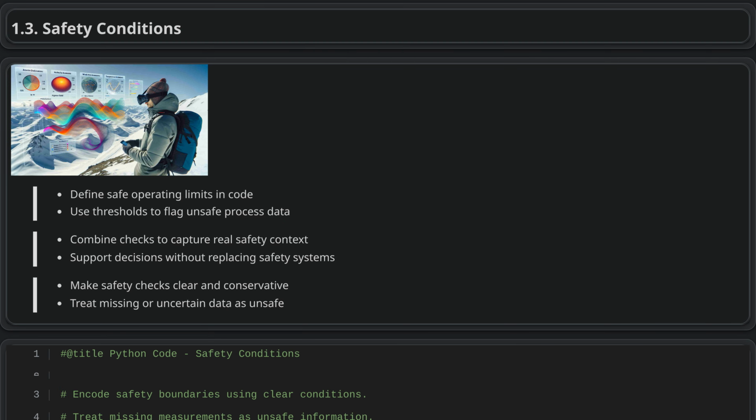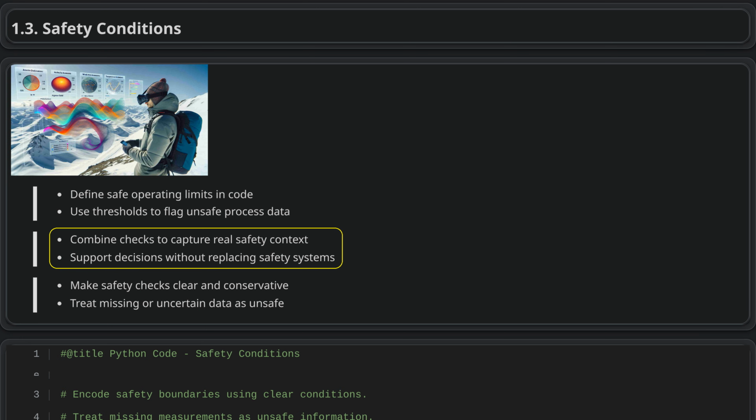Safety conditions. Safety conditions in control scripts help keep chemical processes within safe operating limits. They check key values such as temperature, pressure, or concentration against engineering thresholds and flag situations that may be unsafe, such as excessive reactor temperature or pressure problems in a distillation column. In this way, engineering judgment becomes consistent rules that computers can apply to support safety and reliability.